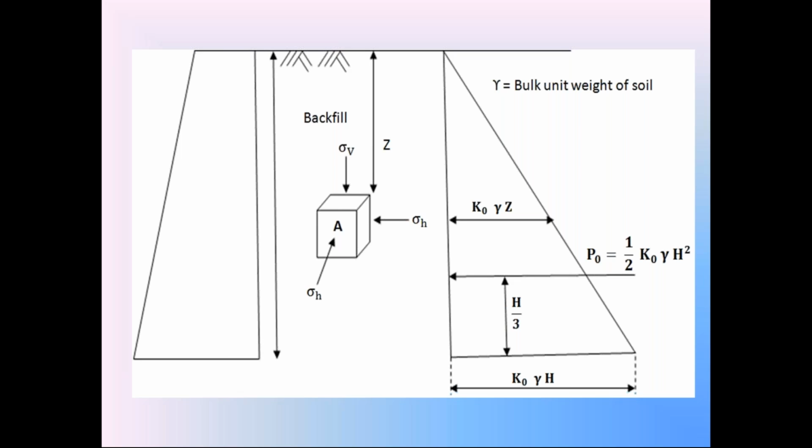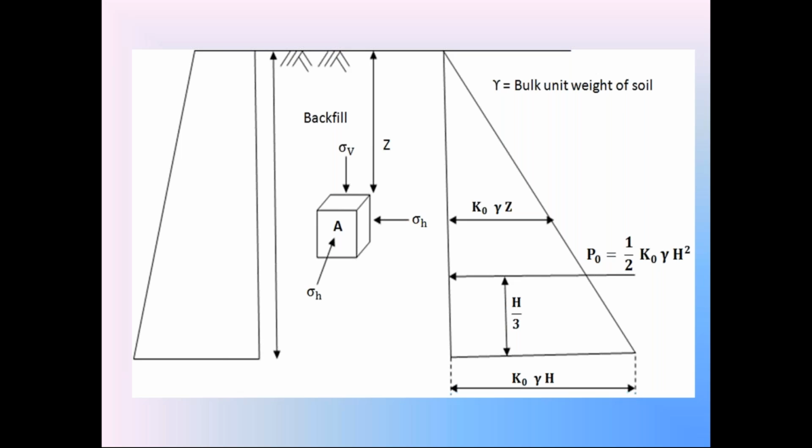At present, we are discussing the rest condition of backfill. So in this rest condition of backfill, sigma h by sigma v is known as the coefficient of at rest earth pressure. Please remember everyone, in this rest condition of backfill, the ratio between sigma h and sigma v, sigma h by sigma v, is called the coefficient of at rest earth pressure.